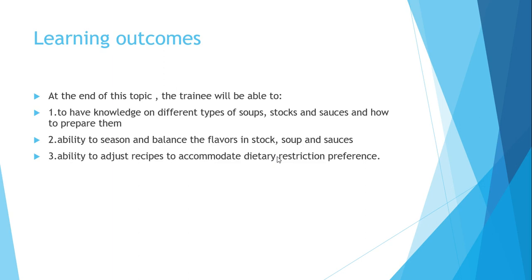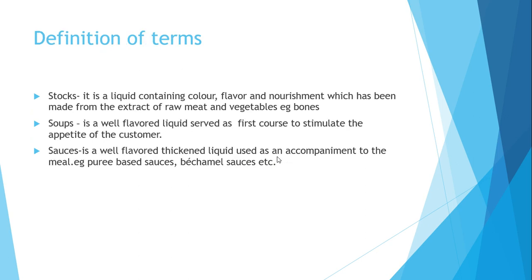One, at the end of this topic, the trainee will be able to have knowledge on different types of soups, stocks, sauces, and how to prepare them. Number two, the ability to season and balance the flavors in stock, soup, and sauces. Number three, ability to adjust recipes to accommodate dietary restrictions and preferences. So let's move to definition of terms.